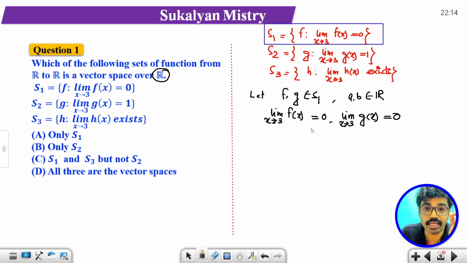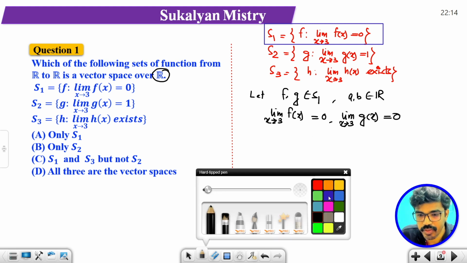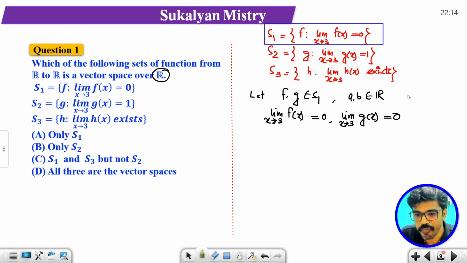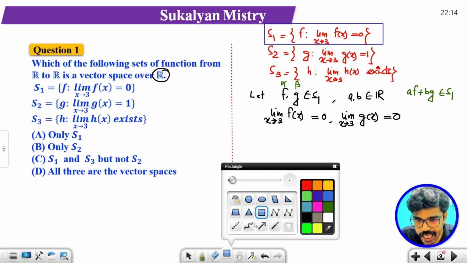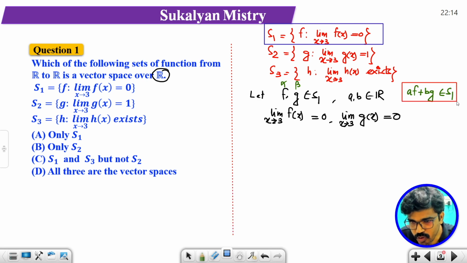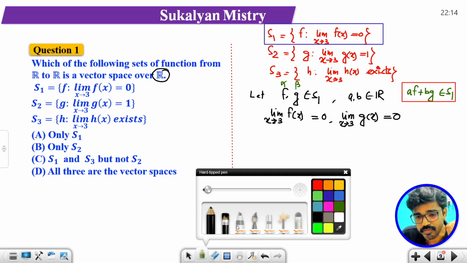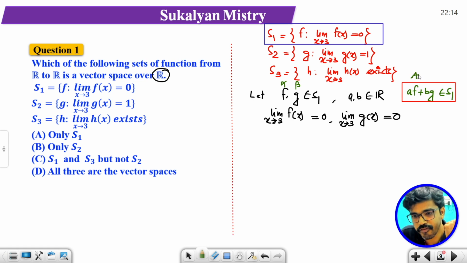So what is our target, what is our aim? Basically we have to show, consider this is alpha, this is beta, that a alpha plus b beta belongs to W. That means here we have to prove a f plus b g belongs to W, which is here S1. This is our aim, that is our target. We have to show af plus bg belongs to S1.